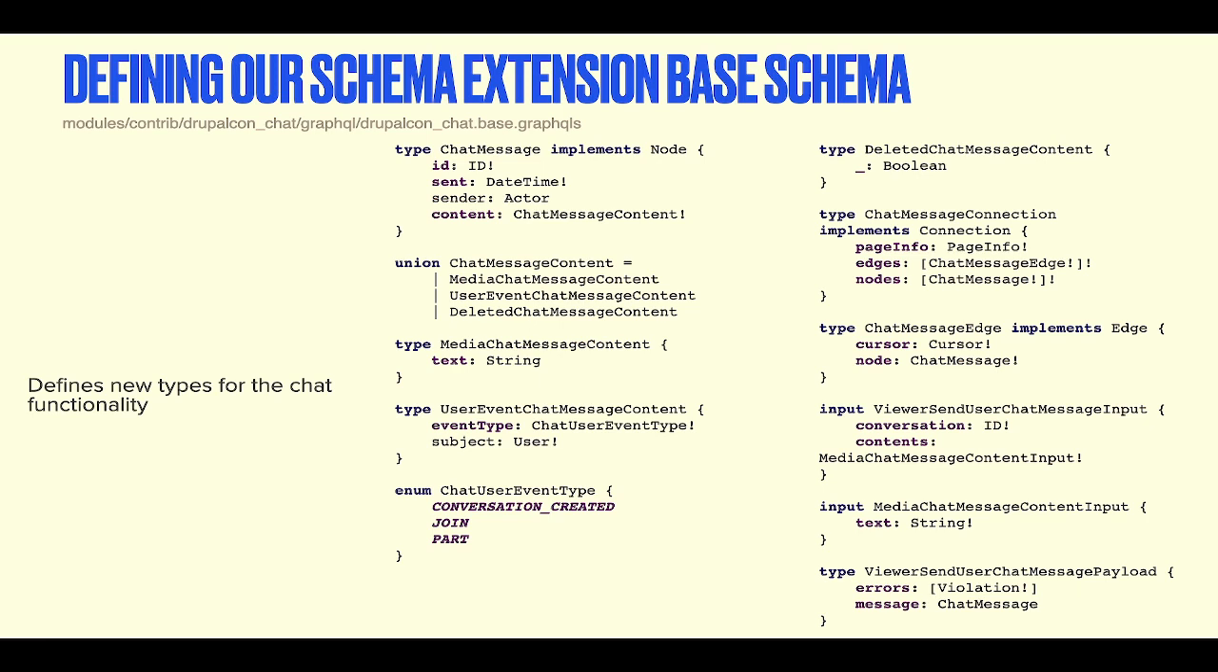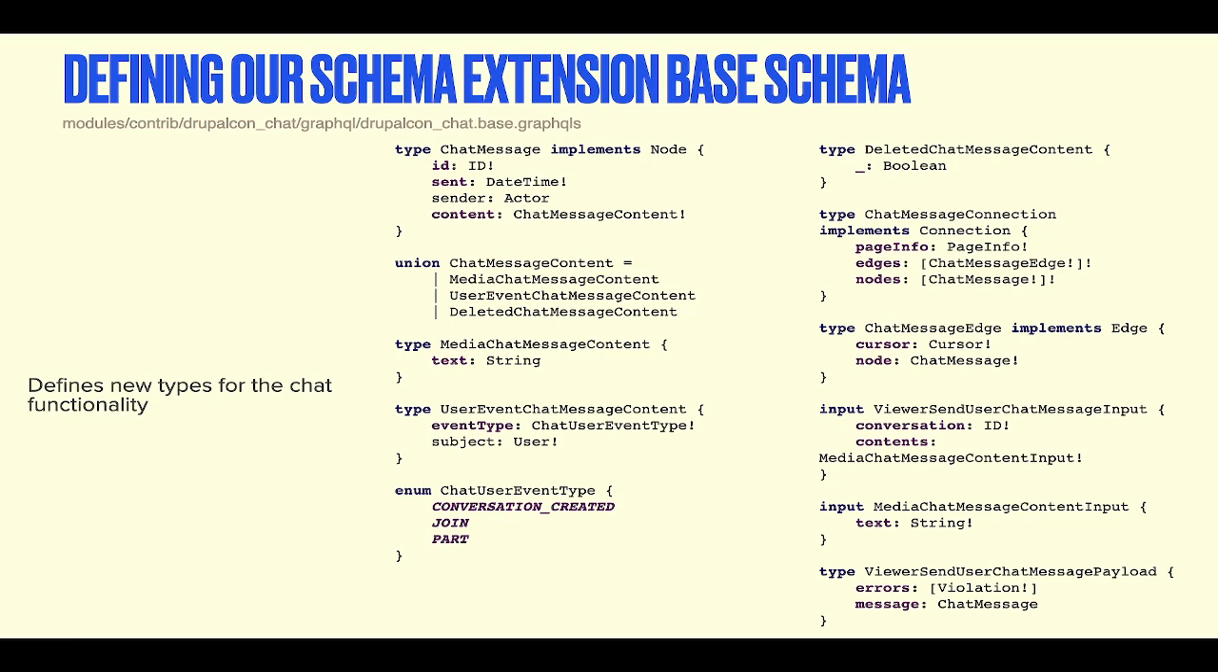Similarly, we implement concrete types for pagination. So you see the connection here again. And we create some inputs for our mutation. So you can send a user chat message. You have to provide a conversation ID as well as the message content. And the message content, in this case, always has to be text. We don't put text in our chat message input directly because we want to be able to add fields to this in the future. For example, when we start adding media support.